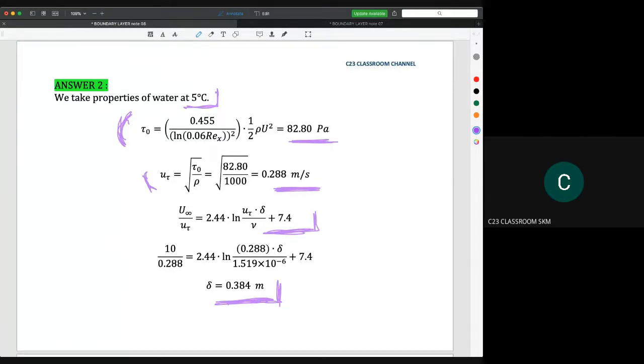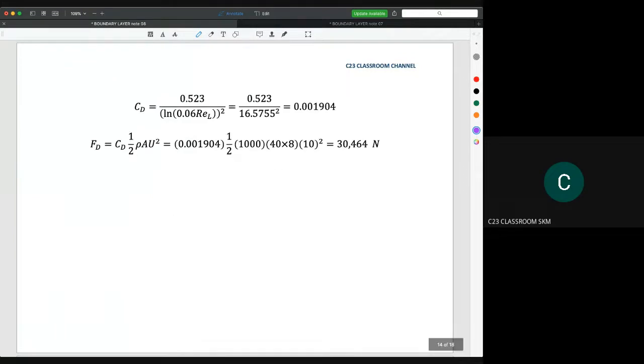From the empirical form, we then calculate the drag force. We have the value of CD here. We substitute the value of Reynolds number, so we get the CD is 0.001904. And then we could calculate the drag force by using this equation. I think you know, this is the area of the plate, 40 times 8. And then this is the speed of the water. So this is the value. The drag force is 30,464 Newton.